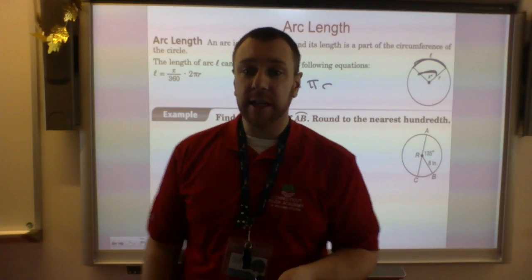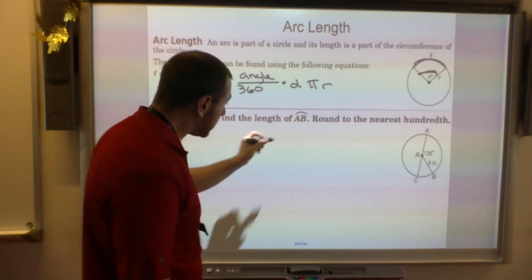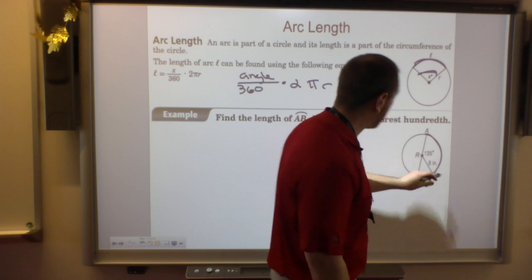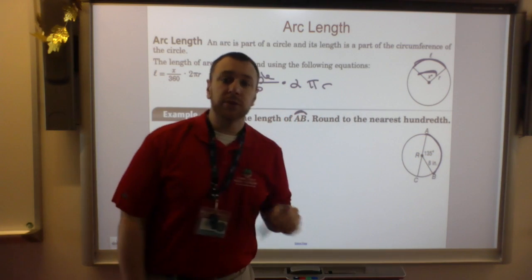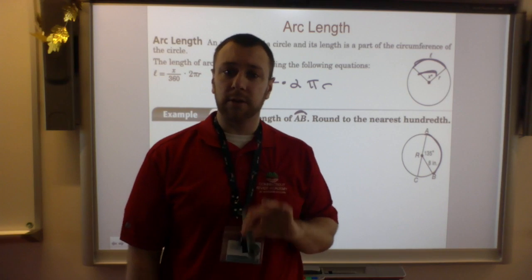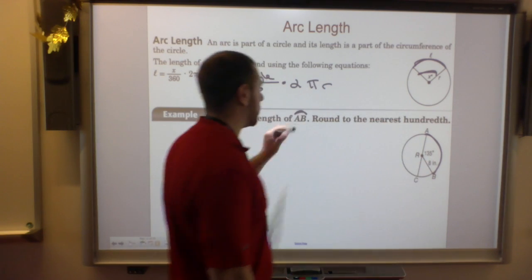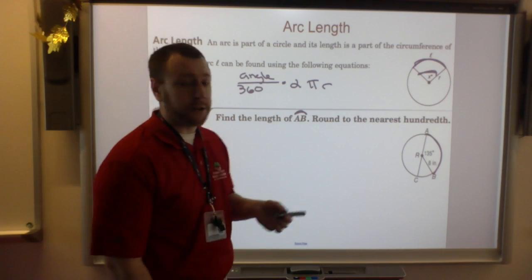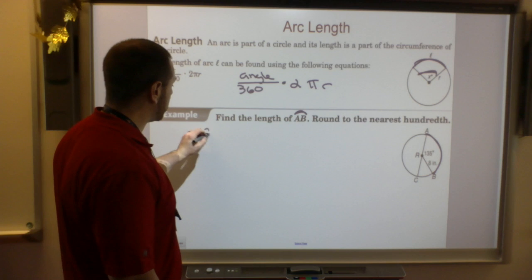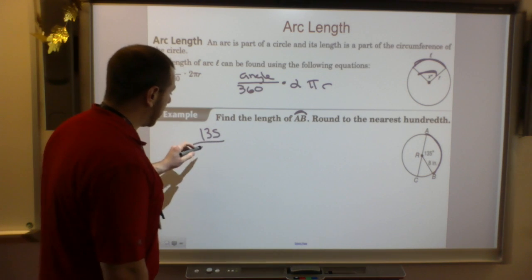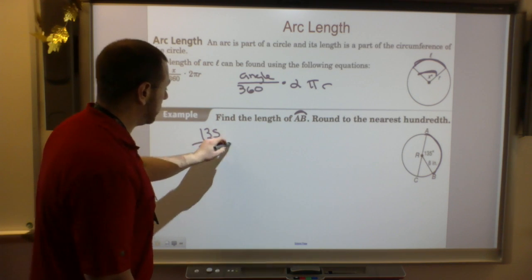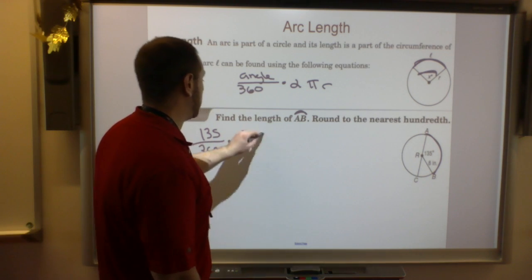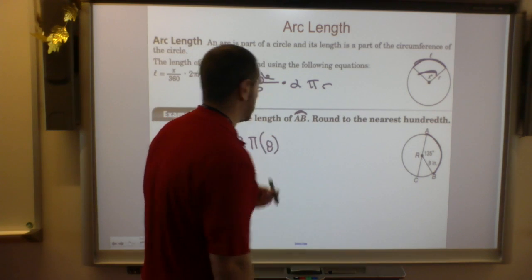The abbreviation for this, you'll notice AB, meaning from A to B around this curve piece. That means arc length. So whenever you read that, it's A to B arc length. If I'm doing this example, you'll see that the angle is 135. I'm going to divide that by 360, and then multiply by 2 pi. And my radius is 8 in this case.